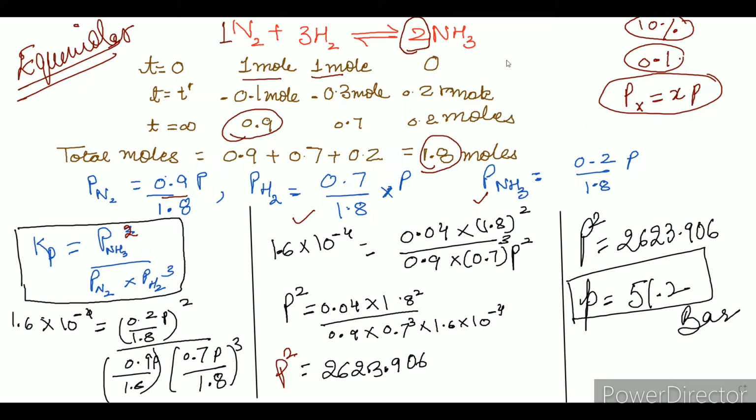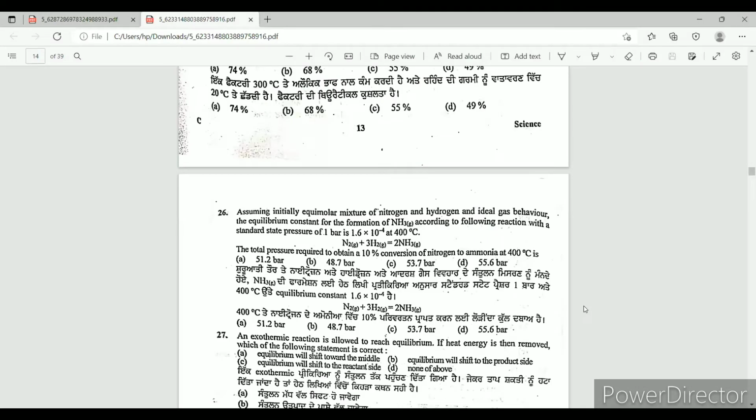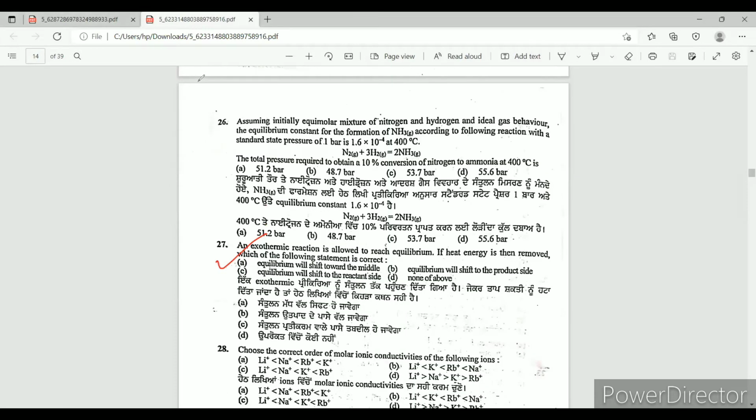Now, the numericals are somewhat of a higher level, so you need more practice for these questions. So moving back to the next question, let's mark the answer for the 26th question, that is option number A. Now for the 27th question: an exothermic reaction is allowed to reach equilibrium, if heat energy is then removed, which of the following statements is correct?